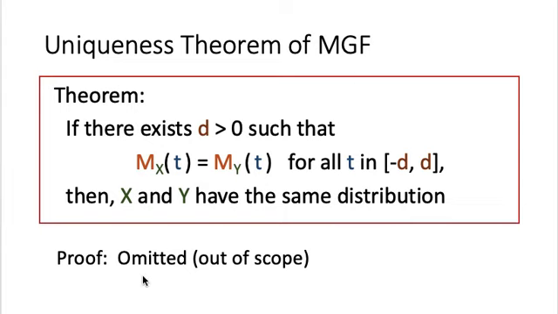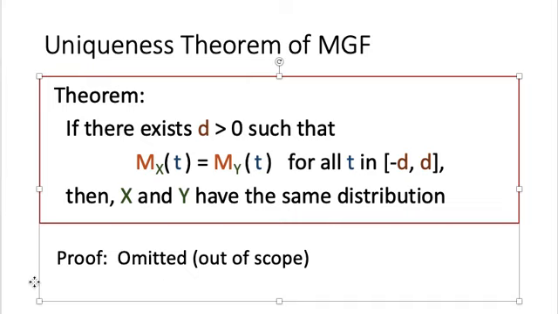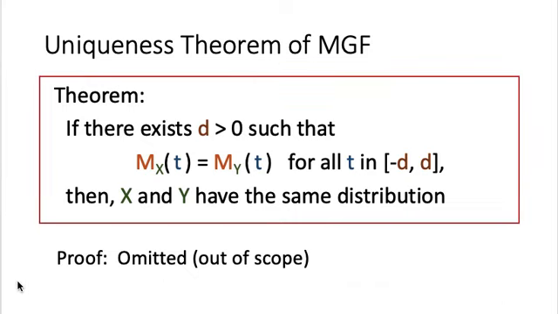And the proof of this one is too complicated, so we will omit it here. For the interested reader, you can take a course such as advanced probability, and then you can learn why this is true. You will probably need some advanced calculus to help as well, or complex analysis. Okay, so this is too hard to prove for this course.